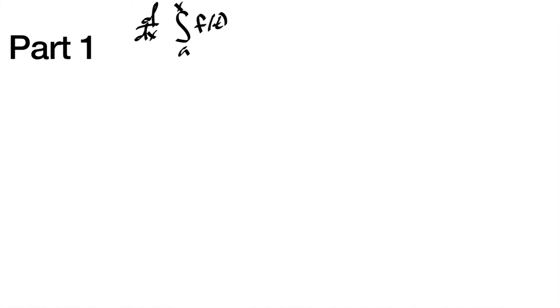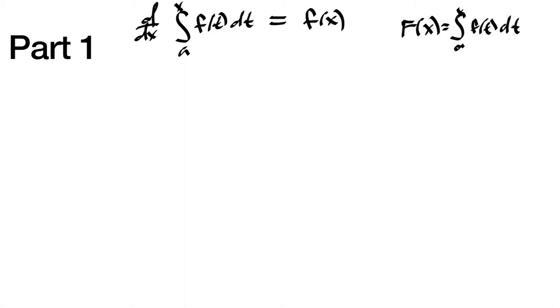Part one just says that if I take the derivative of the integral from a to x of f of t dt, I get just f of x itself. And this middle part, that accumulation function in the middle, I'm going to use throughout the problem. I'm going to call it capital F of x. It will be the integral from a to x of f of t dt.